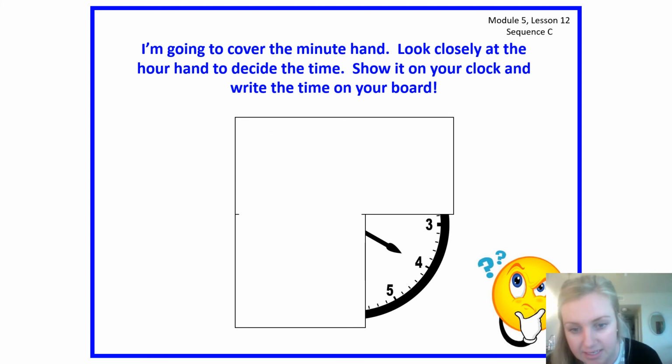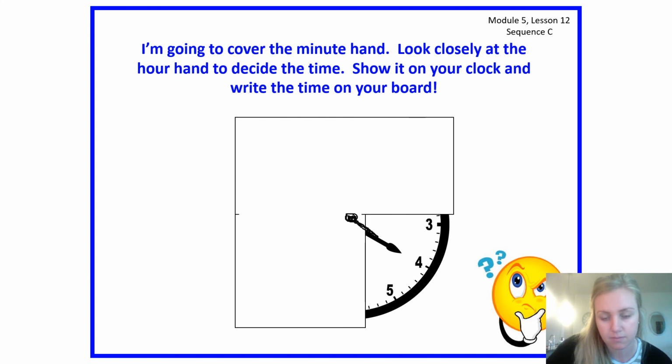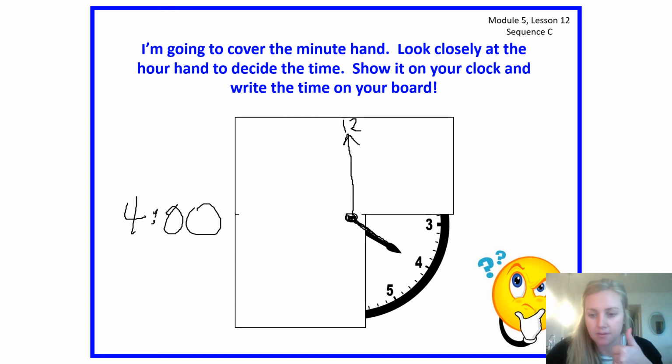Let's do another one. This hour hand is pointing straight to the 4. So we know it's that time o'clock. Make it on your clock and write it on your scratch paper. You have 10 seconds. Three, 2, 1. Your clock should look something like mine. The hour hand is pointing to the 4. The minute hand is pointing straight up to the 12. So I know this time is 4 o'clock. Thumbs up if you got it.